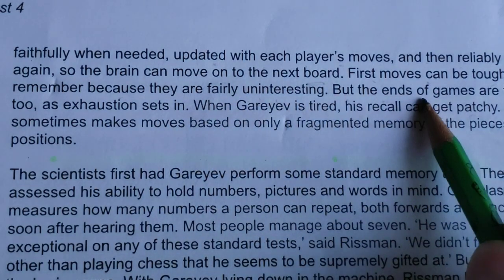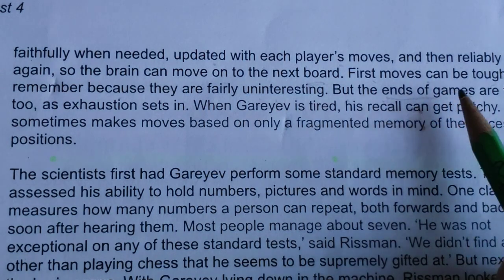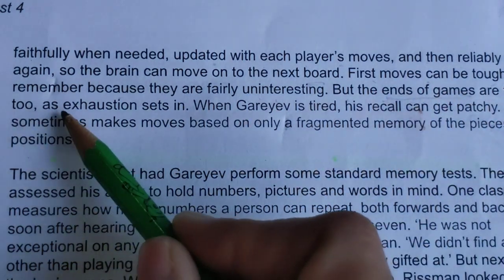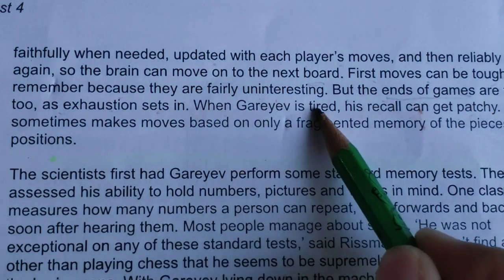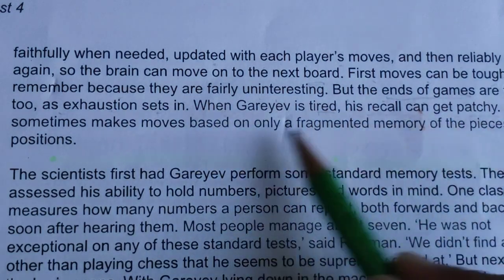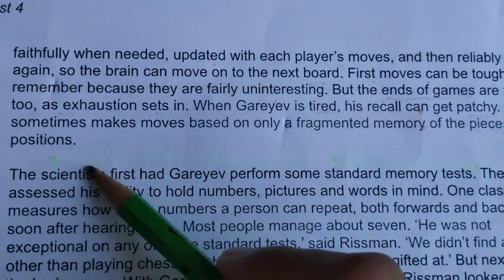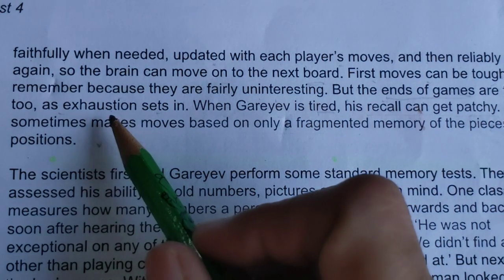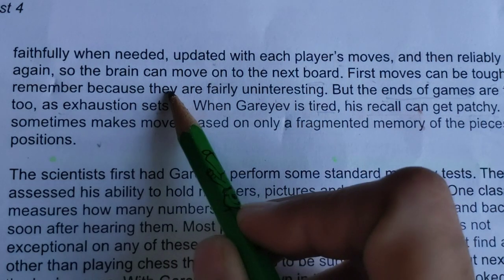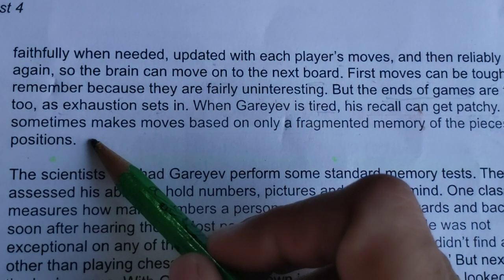But the ends of the games are taxing too, as exhaustion sets in. When Gray is tired, his recall can get patchy; he sometimes makes moves based on a fragmented memory of the pieces' positions. So for finding the information also, you can read the first 3-4 lines and, of course, the last 3-4 lines. You will get the answer over there. Definitely you will get the answer over there.